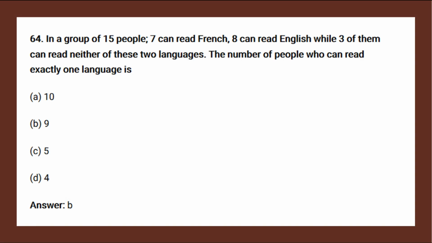Question 64. In a group of 15 people, 7 can read French, 8 can read English, while 3 of them can read neither of these two languages. The number of people who can read exactly one language is option A 10, B 9, C 5, D 4. And the answer is option D 9.